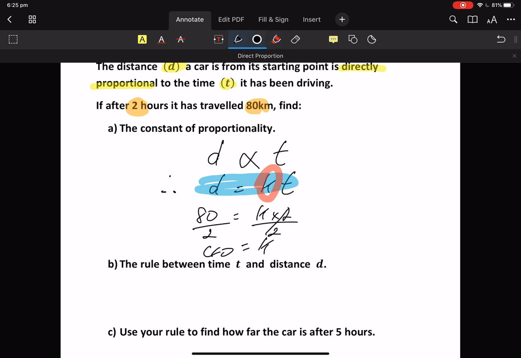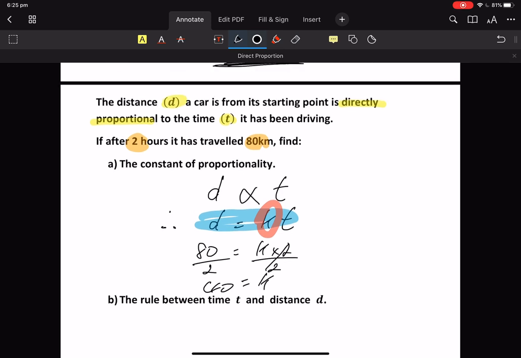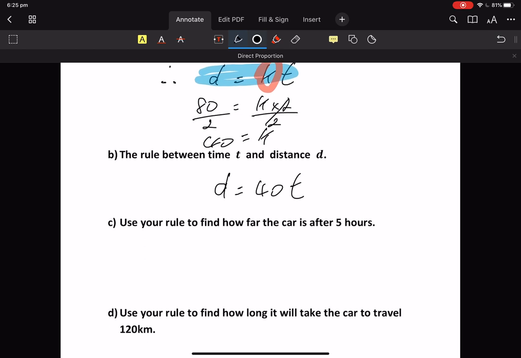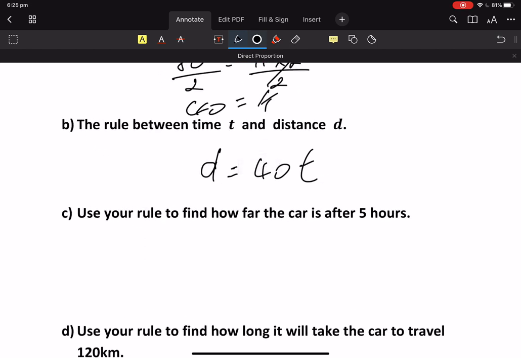Yep. So now that we've found k, the rule between t and d, remember the d comes first, d will equal k, which is now 40 times t. So it's that rule, and we're replacing the k with what we found k to be. D equals 40t. Now we've got the rule, use your rule to find how far the car is after 5 hours. So that's t equals 5.